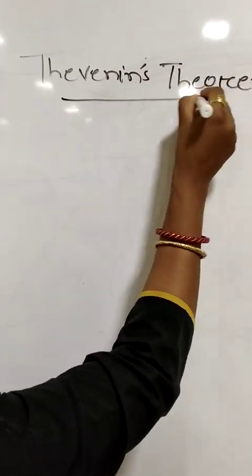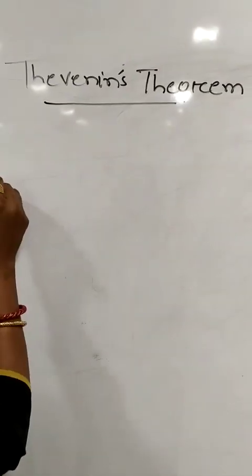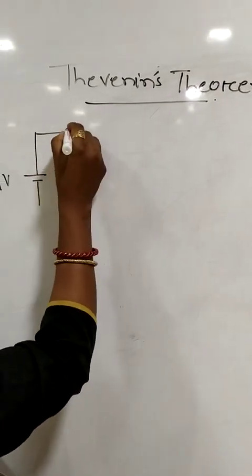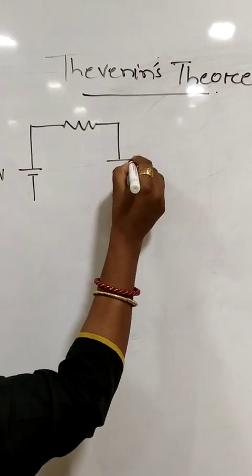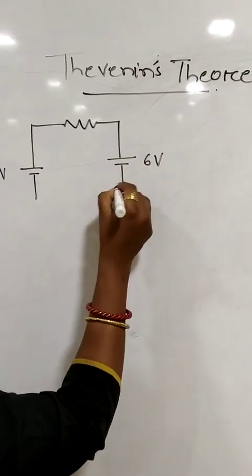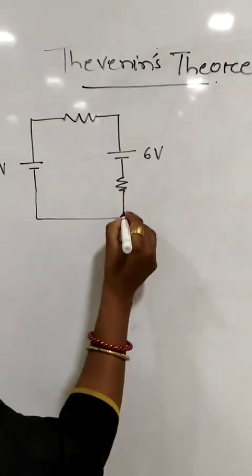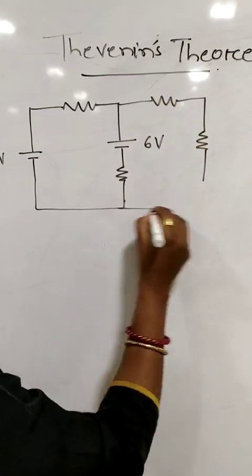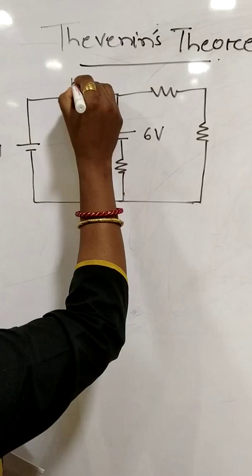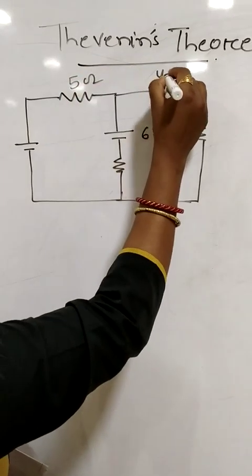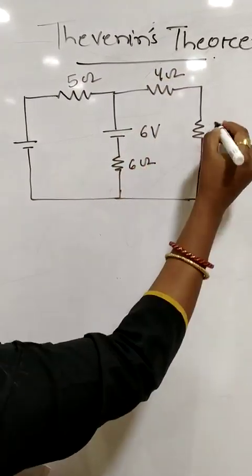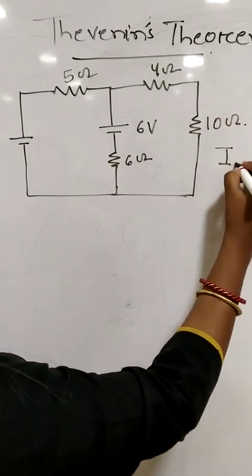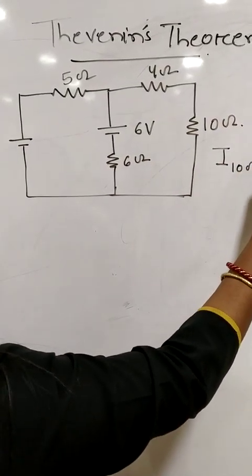We will consider a circuit consisting of two voltage sources, one voltage source of 9 volt and another voltage source of 6 volt, and 4 resistances. So the circuit goes on like this. These 4 resistances are also called passive elements. They are 5 ohm, 4 ohm, 6 ohm and 10 ohm. We have to find out the current and voltage across 10 ohm using Thevenin's theorem.